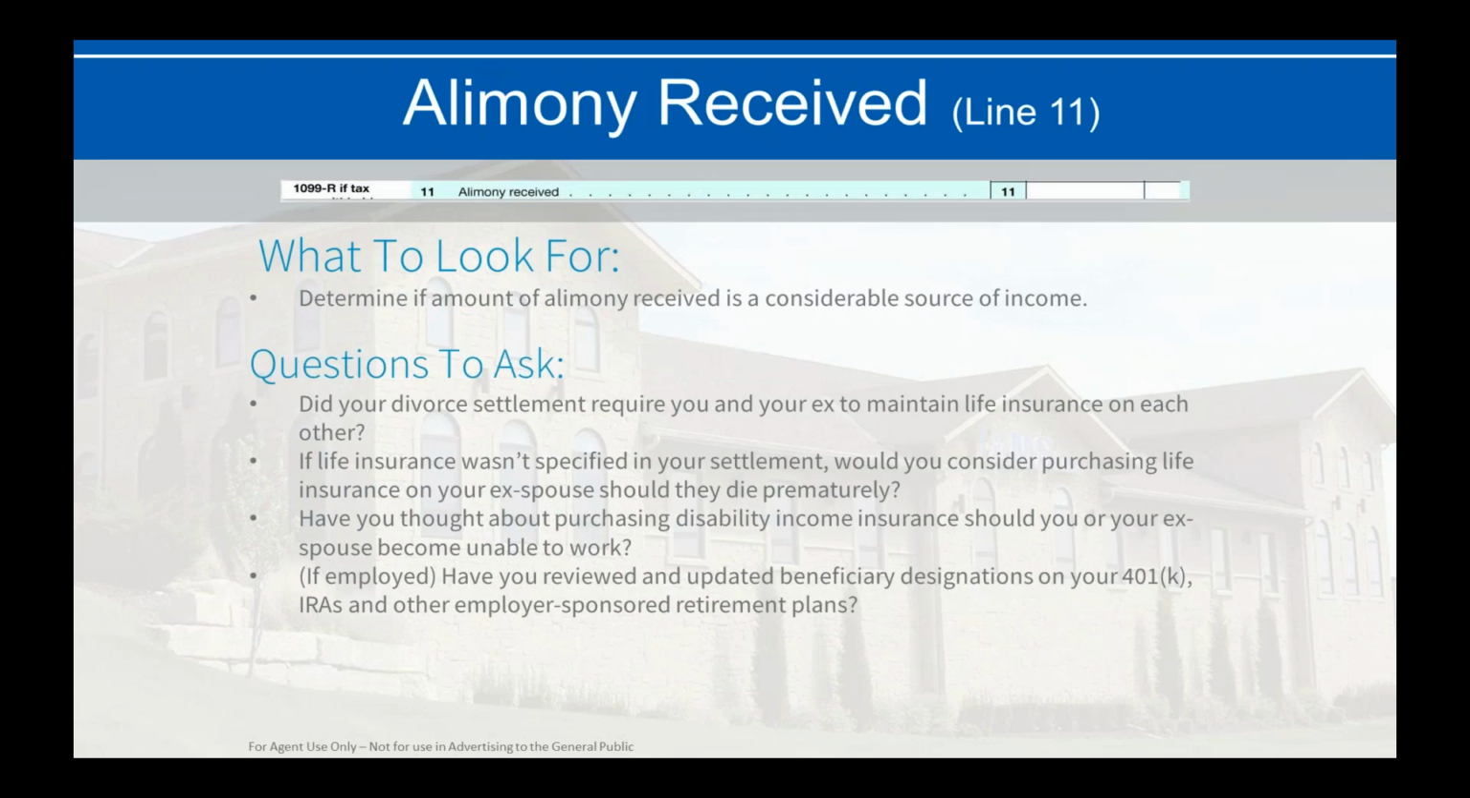Alimony received. Okay, determine if the amount of alimony received is a considerable source of income or not. If it is, if life insurance wasn't specified in the settlement, would you consider purchasing life insurance on your ex-spouse should they die prematurely? Again, I guess that would depend on whether there are minor children in the picture yet. So again, alimony received, it's income coming in. What do we need to do with income? We need to protect it. We need to protect it in a number of ways.